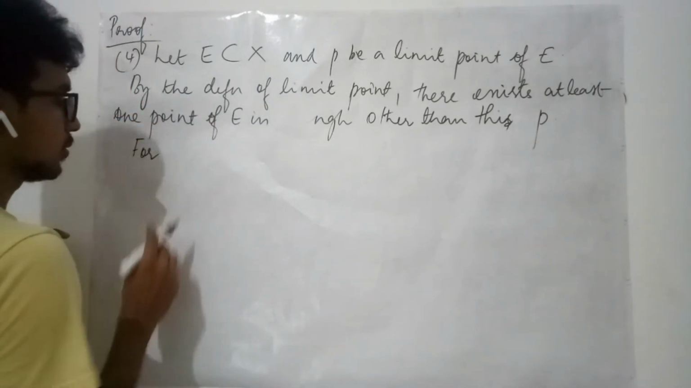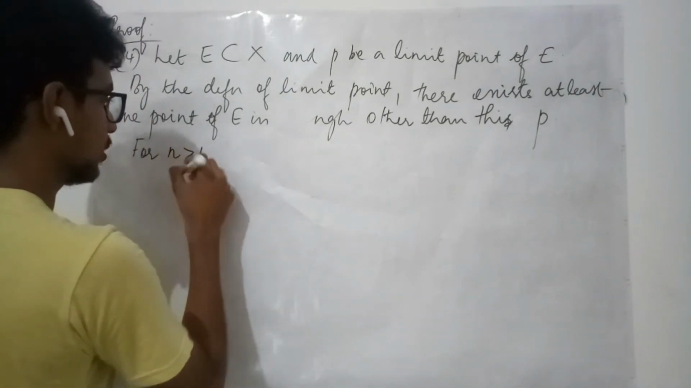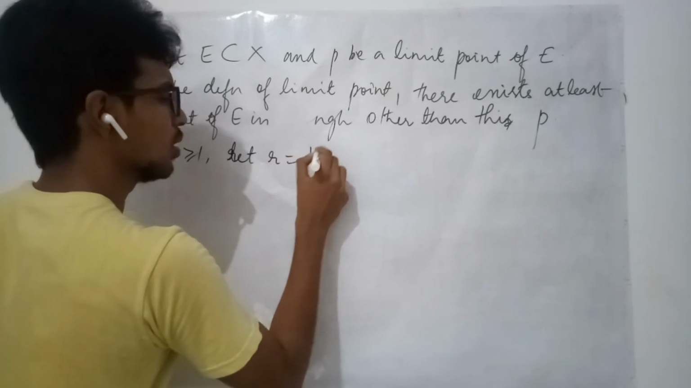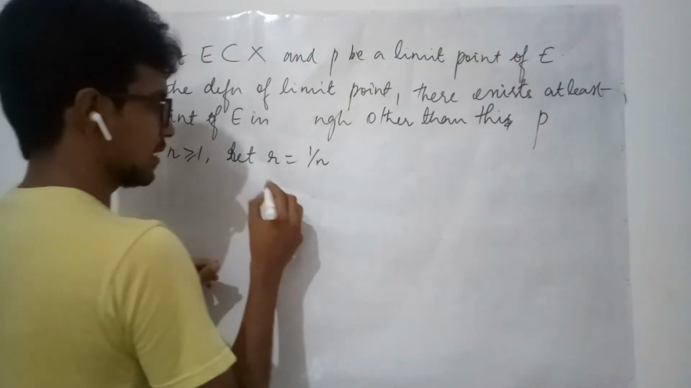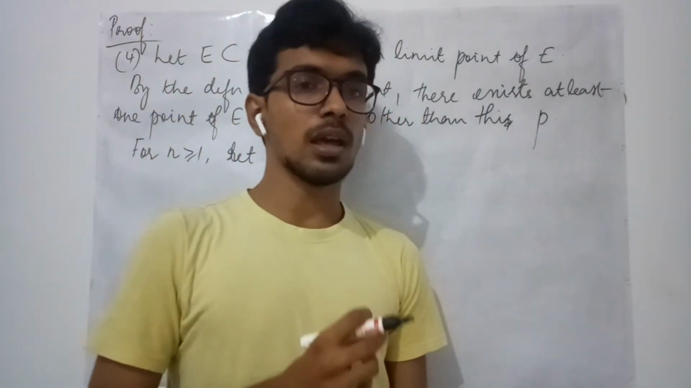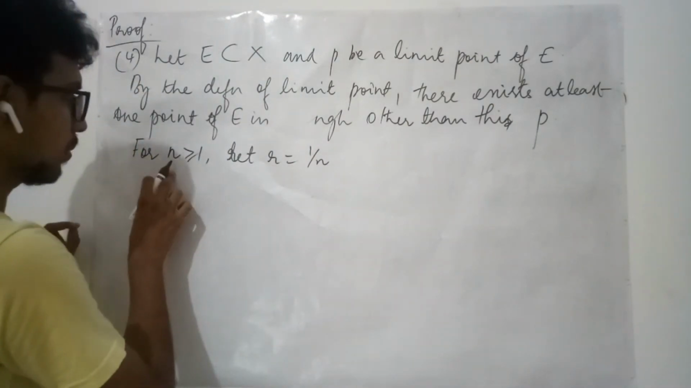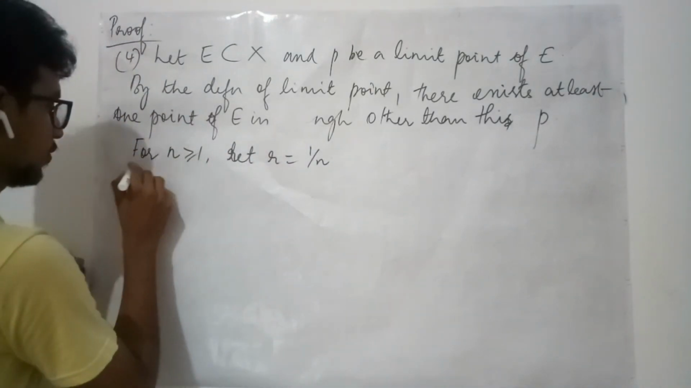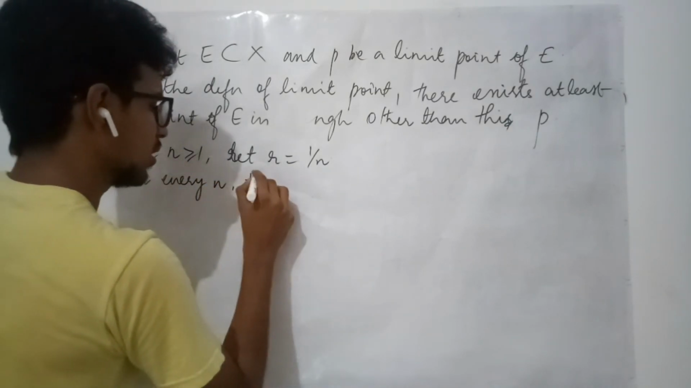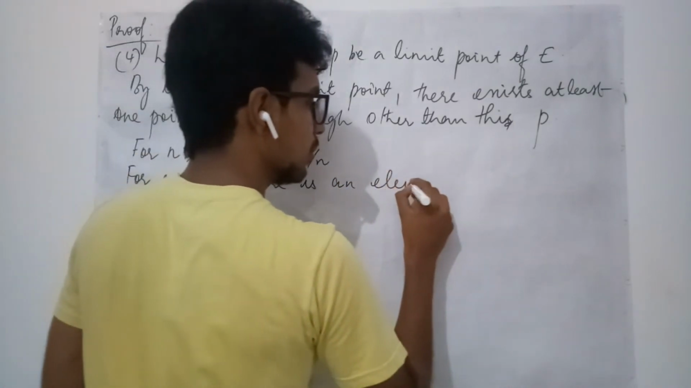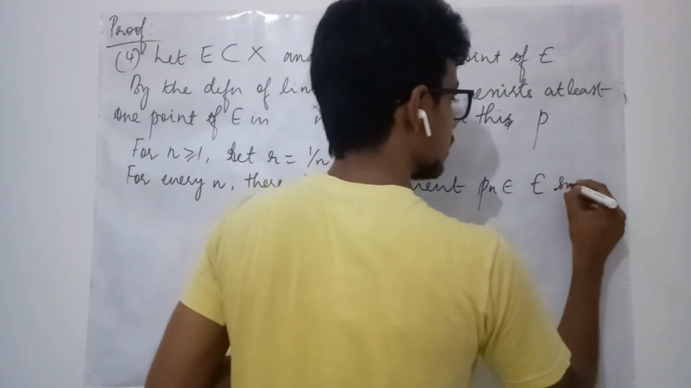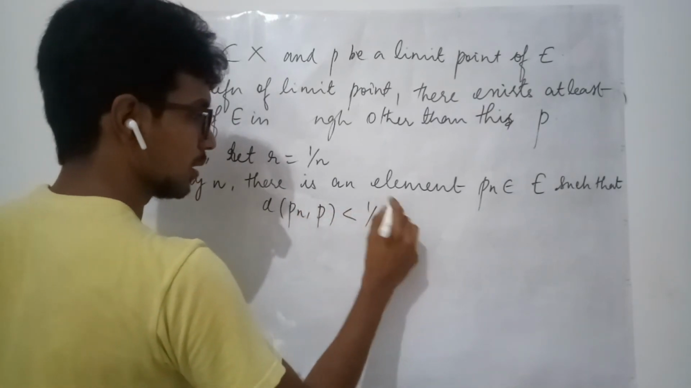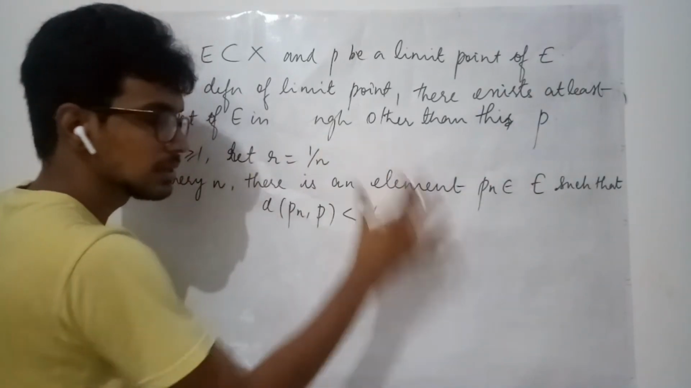Now, for whatever may be the radius that I choose, right? So for n bigger than or equals 1, let me choose my r to be 1 upon n. So for each n, I can identify some point, and that point I am going to name it as Pn. Okay. So for every n, there is an element Pn in E such that d of Pn comma P is less than 1 by n. This is the radius that I am choosing, for which I can identify some point in E such that this is happening.